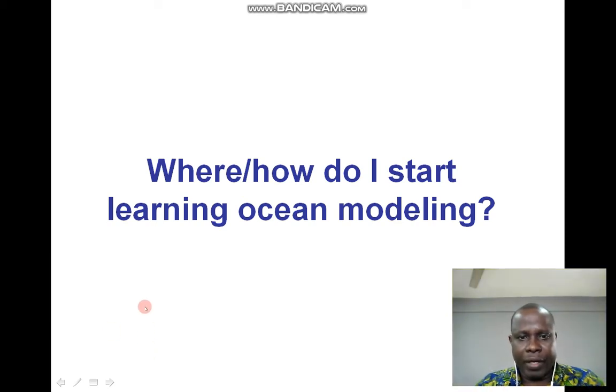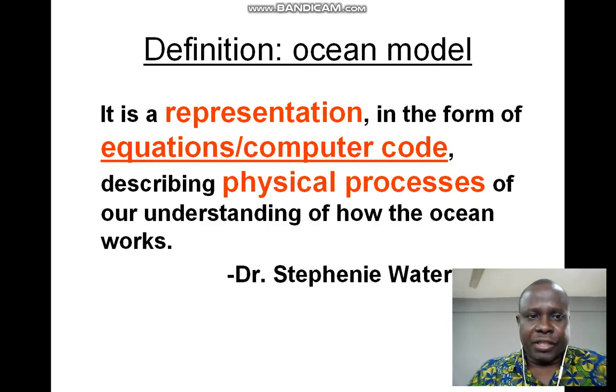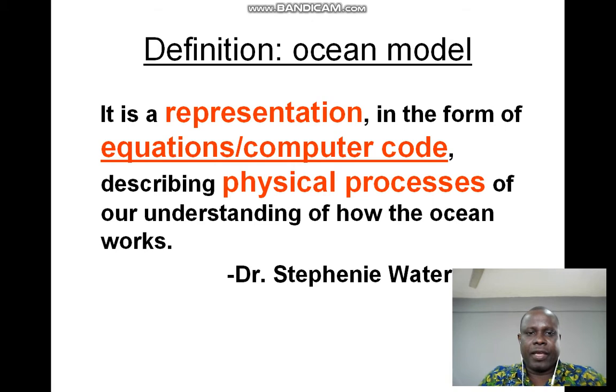So again, where and how do I start learning ocean modeling? If you go back to the definition that I gave from Stephen Watermark, it says that an ocean model is a representation in the form of equations and computer code describing the physical process of our understanding of how the ocean works. Okay, so based on that, we want to start looking at the equation aspect of it.